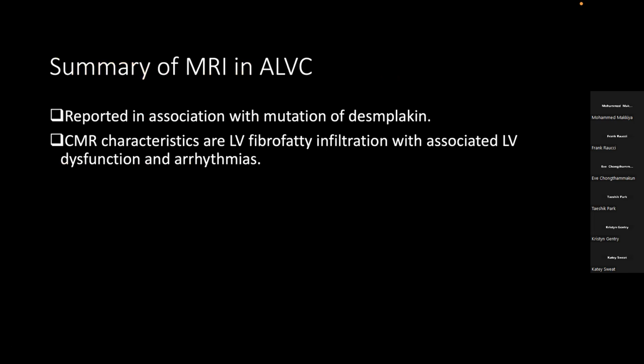So ALVC is associated with desmoglein mutation. It's characterized by LV fibrofatty infiltration associated with LV dysfunction and arrhythmias and abnormal delayed gadolinium enhancement.